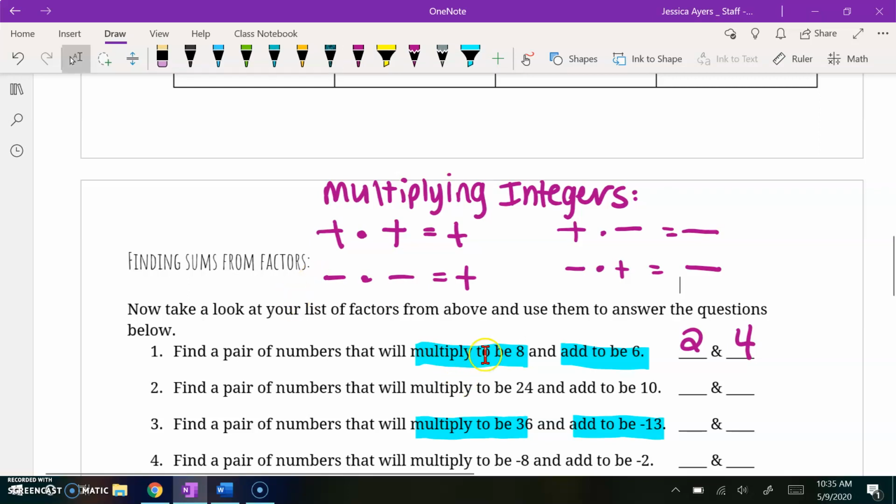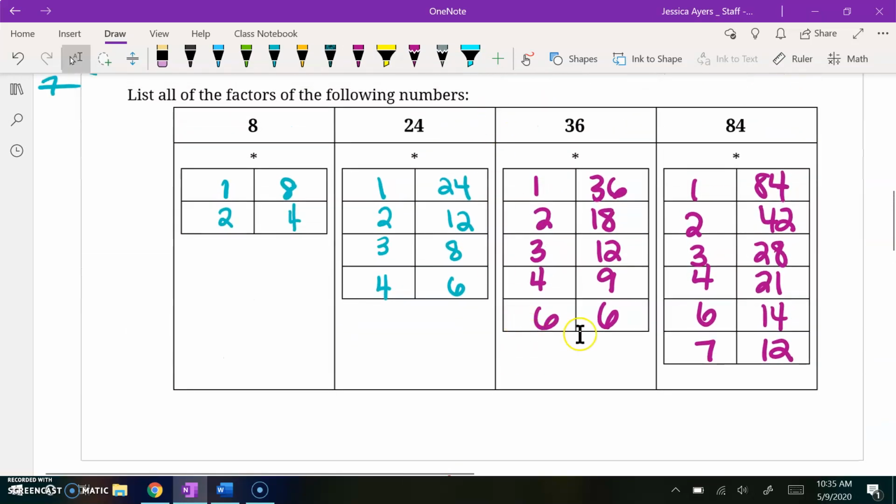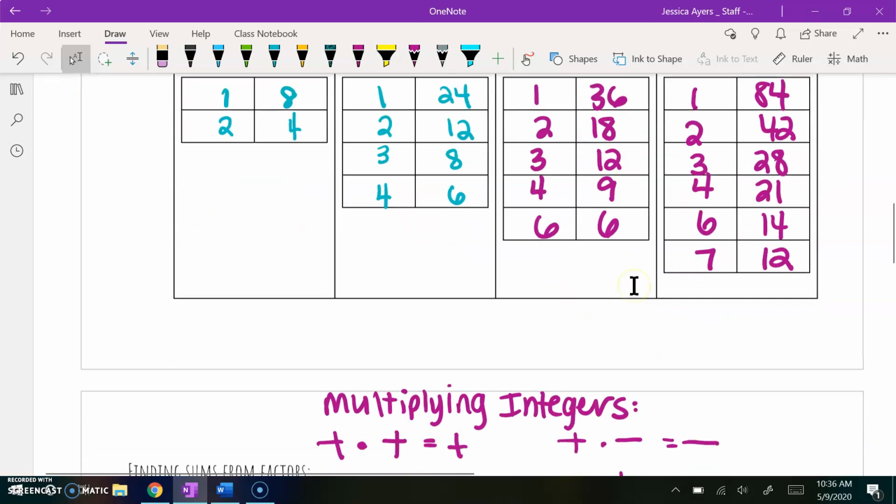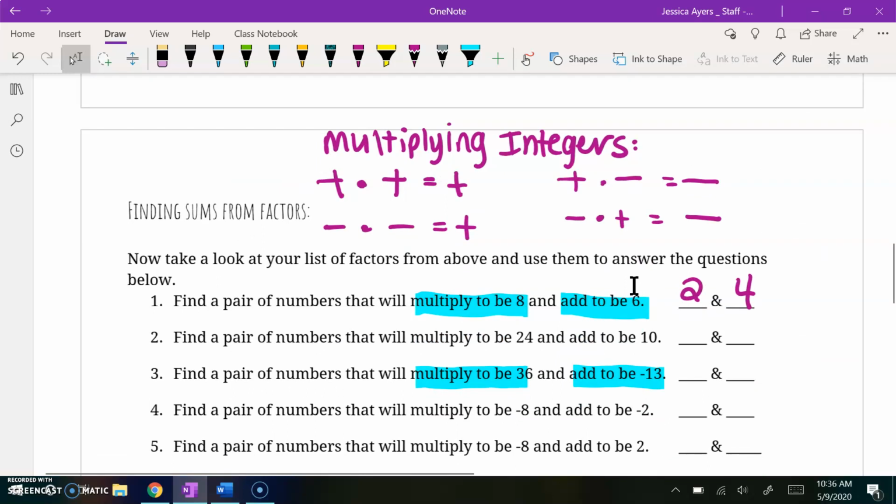So when we go up and we look at our factors of 36, we're looking to see what will equal 13. And we see that 4 and 9 will add to be 13. By making them both negative, then we get our negative 13, because negative 4 plus negative 9 is negative 13. Negative 4 times negative 9 would be positive 36.